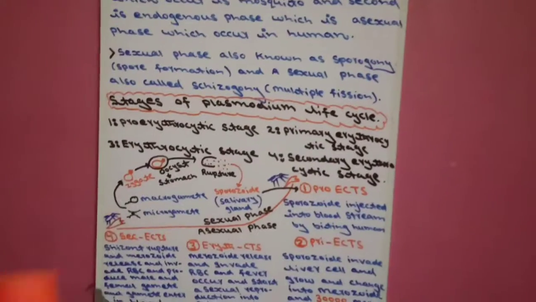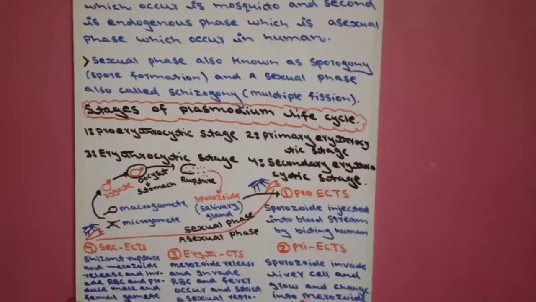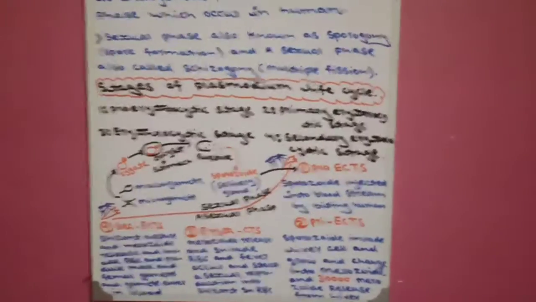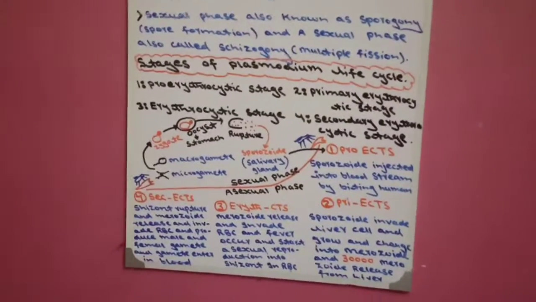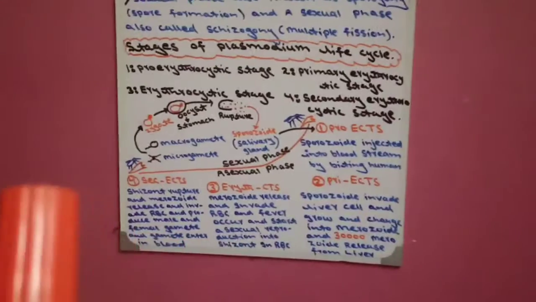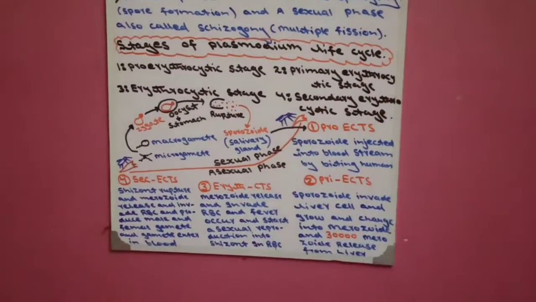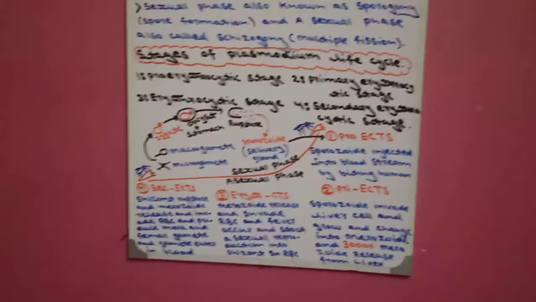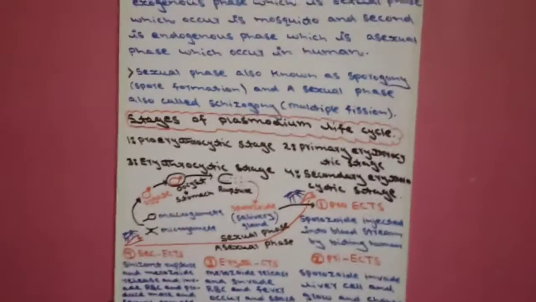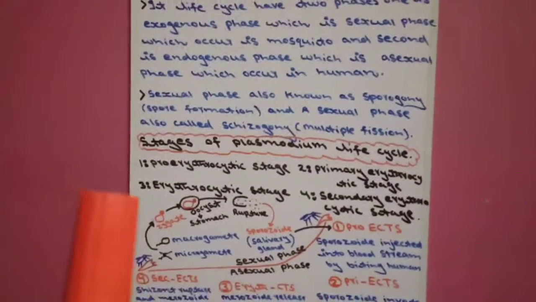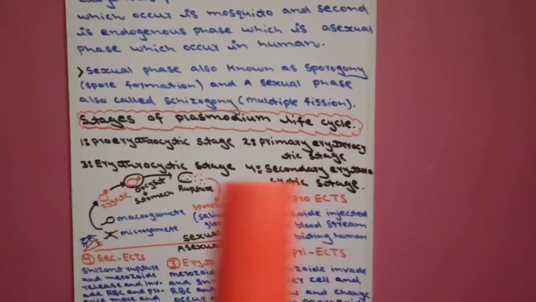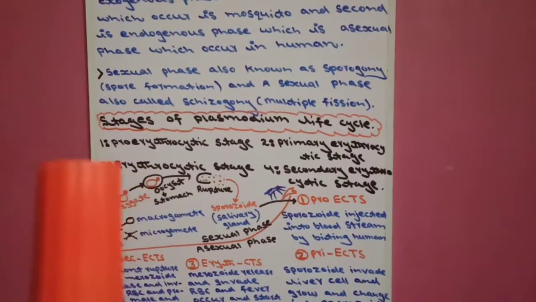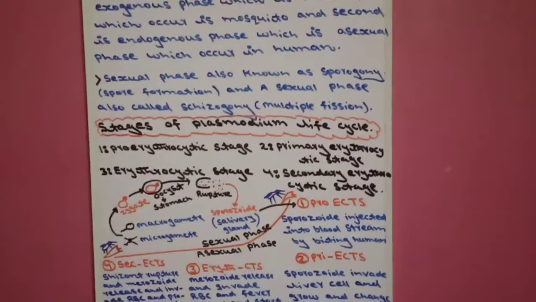Now come to the stages of the Plasmodium life cycle. The life cycle of Plasmodium has two phases, asexual phase and sexual phase. The asexual phase has four stages, and the sexual phase also has four stages.